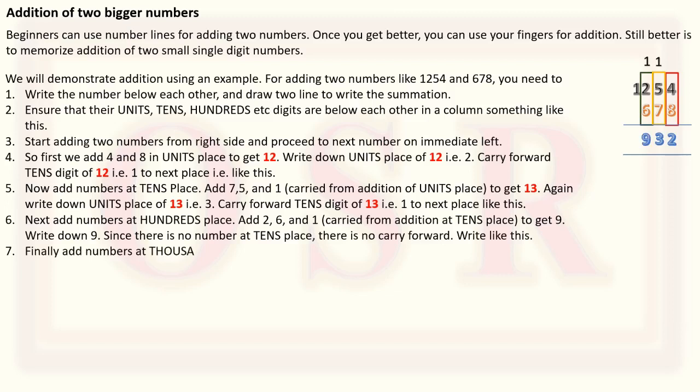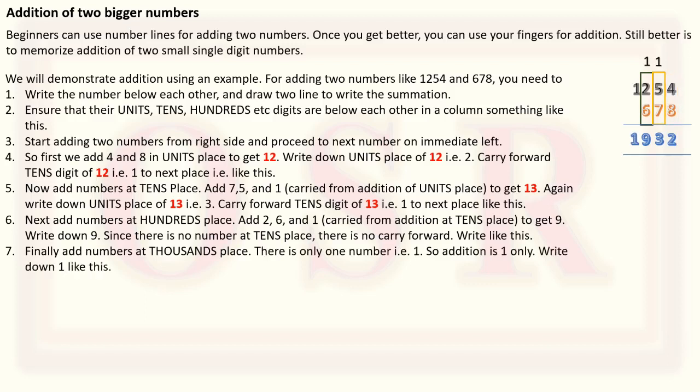Finally add numbers at the thousands place. There is only one number, that is 1. So the addition is 1 only. Write down 1. So the summation of 1254 and 678 is 1932.